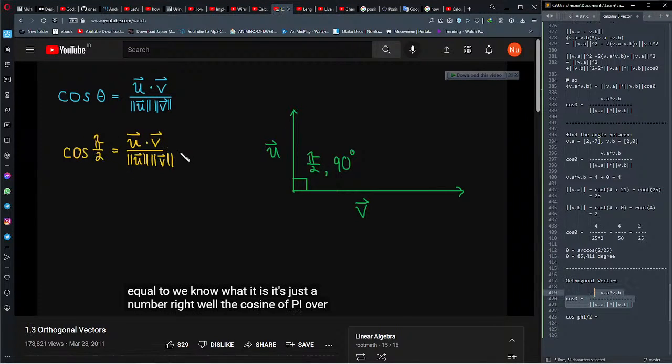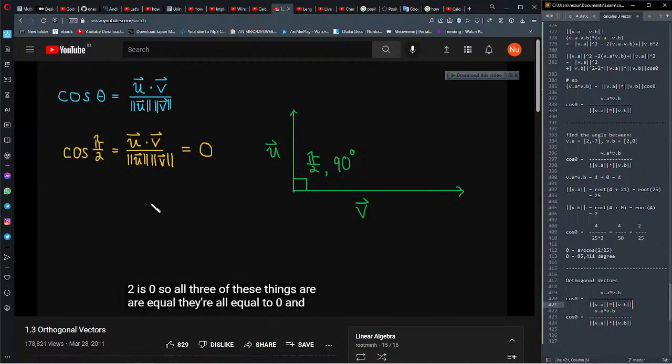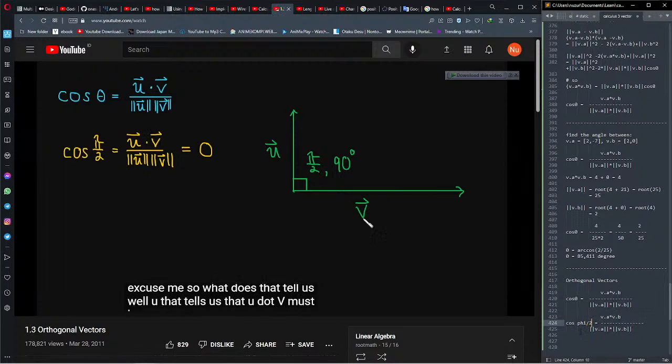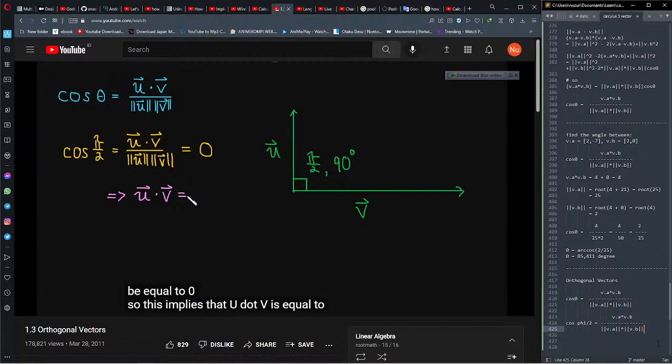Well, the cosine of pi over 2 is 0. So all three of these things are equal, and they're all equal to 0. So what does that tell us? Well, that tells us that u dot v must be equal to 0. So this implies that u dot v is equal to 0.